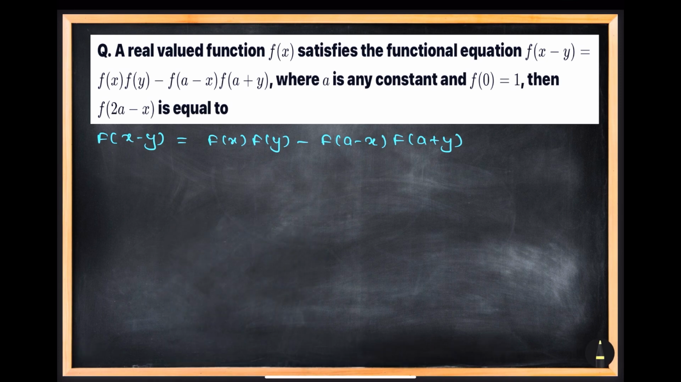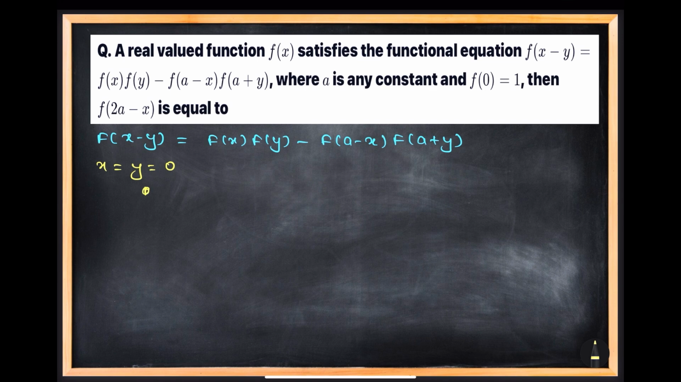So look at this. First, you have to find f(2a − x), and your function is following this functional equation. Now my point is, let's try to create this situation. They have given you that f(0) is 1. So for the time being, can I take x equals y equals 0? So that we can create f(0) and use that f(0) equals 1.